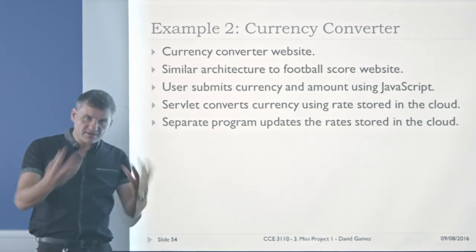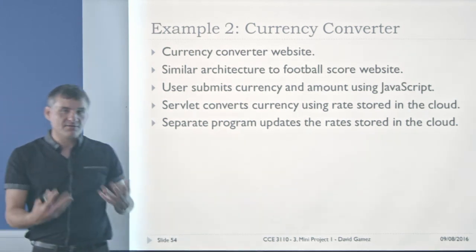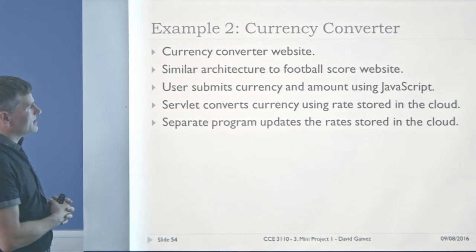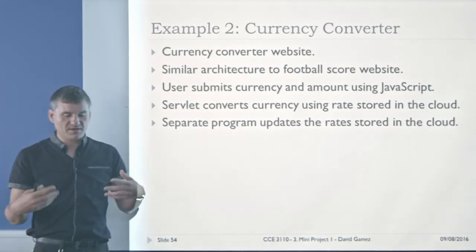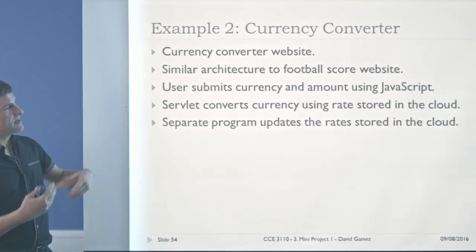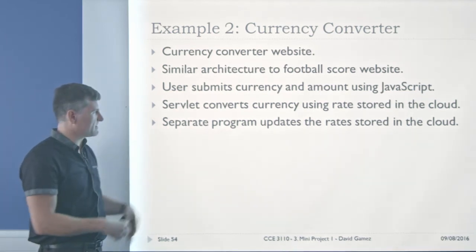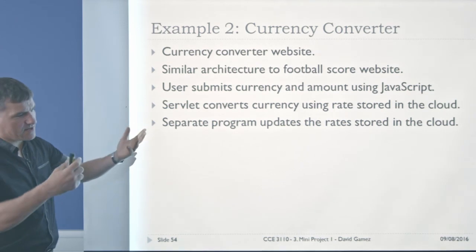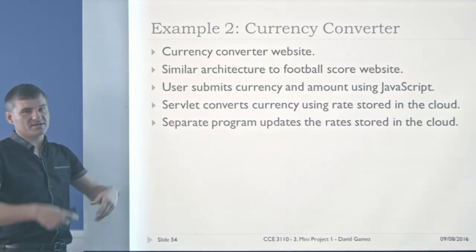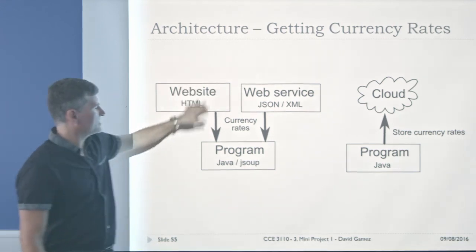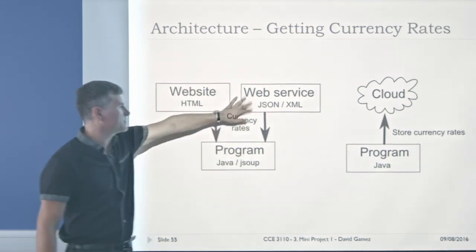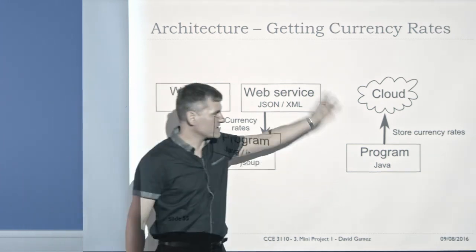Okay, so now just to give another example, we've got the idea of this currency converter website. The idea here is that the user enters an amount of currency, selects the currency that they want to convert it to, and then they submit it using JavaScript. The rates are stored in the cloud, and you can either convert it in the servlet or convert it using JavaScript. So here again we have our data. In this case we're pulling currency rates into the program from a website or web service. We're storing the currency rates in the cloud.